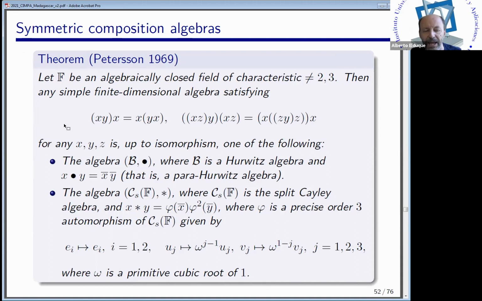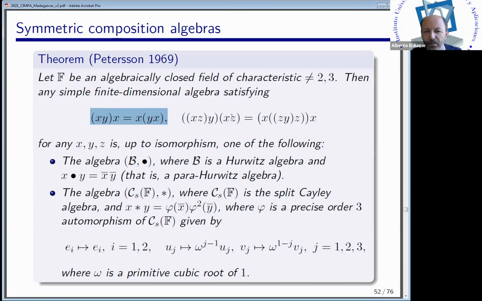Well, any symmetric composition algebra satisfies this property. Because remember, in any symmetric composition algebra, these two things are equal and are equal to the norm of x times y. So actually, what we get here is a scalar multiple of y. So any symmetric composition algebra satisfies this thing.